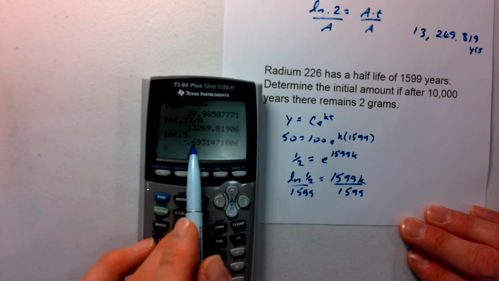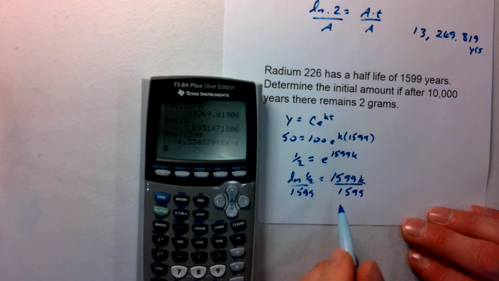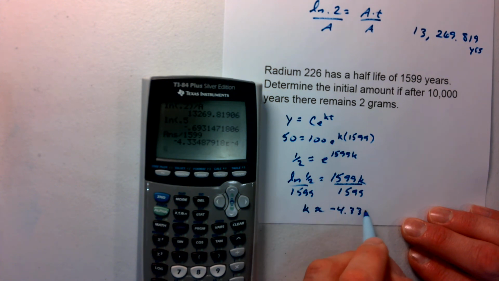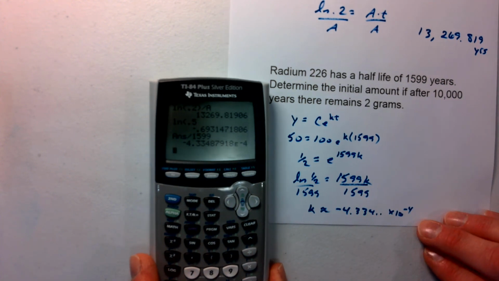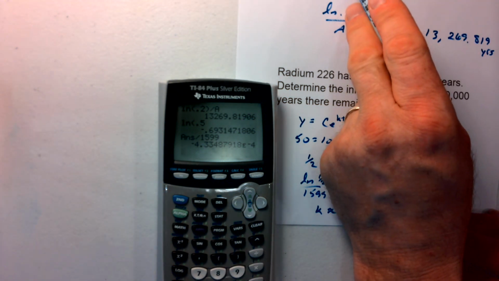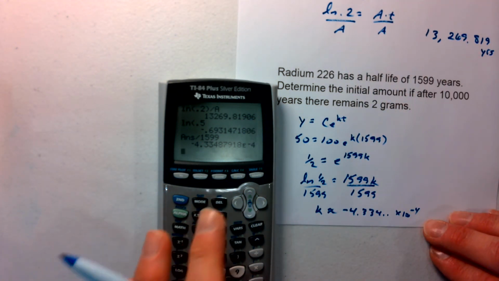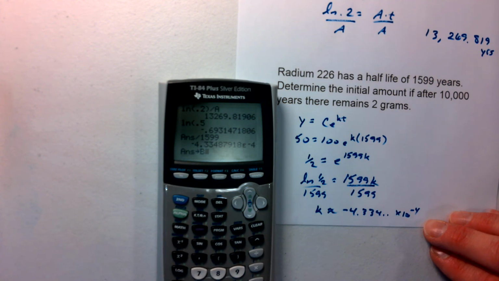So the natural log of 1/2 divided by my half-life of 1599 gives me a K value of about negative 4.334 times 10 to the negative 4th. Again, I'm going to go ahead and store that. Since I'm working with these, I stored my carbon-14 as A. I'm going to go ahead and store this one as B. So if I have another problem with carbon-14, I know in my mind I've already stored that as A. If you overwrite it, it doesn't matter. You can go back and find it later.